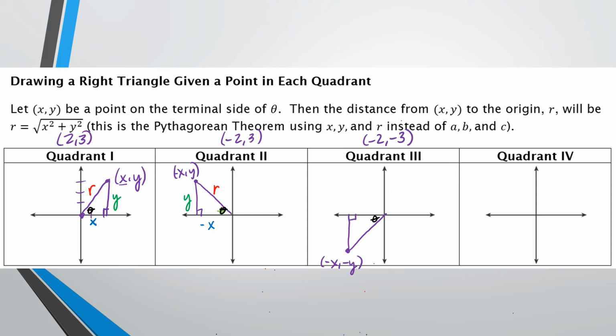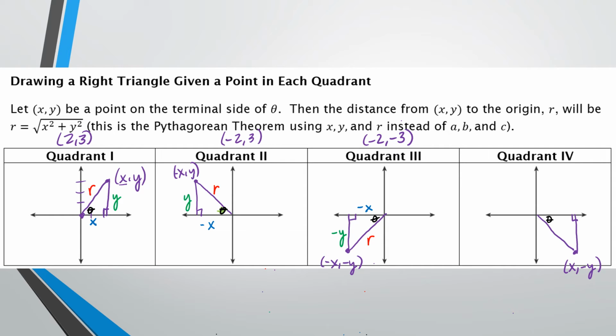My x value is negative, so I'm going to label that top side there -x. My y value is also negative, so I'm going to make that -y. And then, as always, my r is positive. Quadrant 4, same story. We'd have a point over here. Now I'm going to the right, but down to get to my point, so my y value would be negative. We're going to connect to the origin and then also to the x-axis to make our right angle.